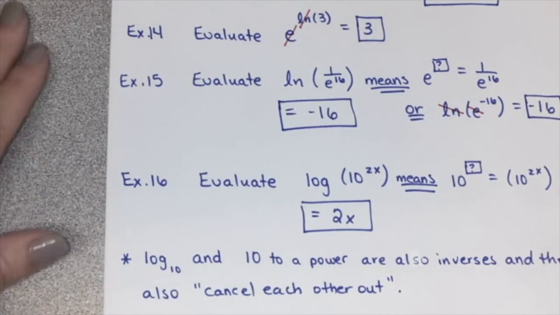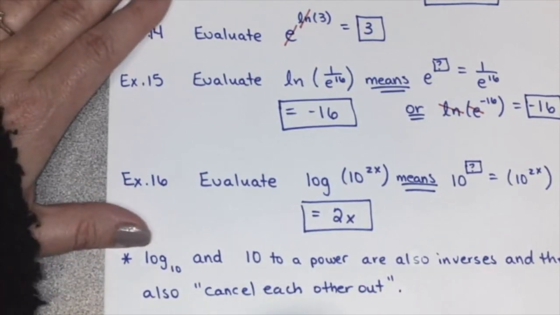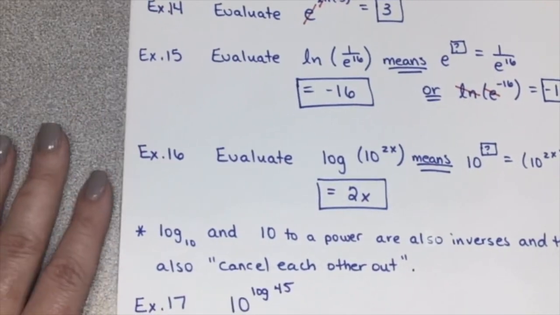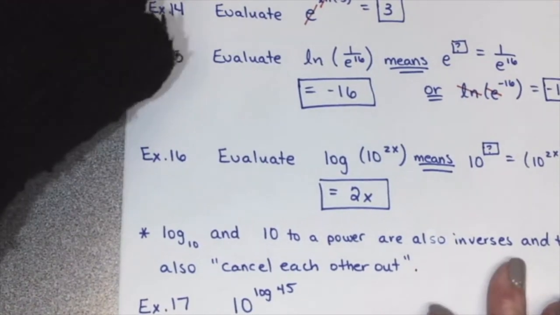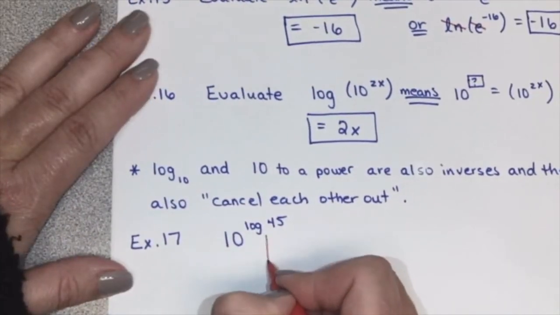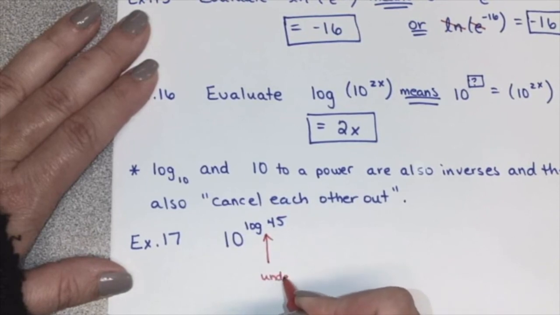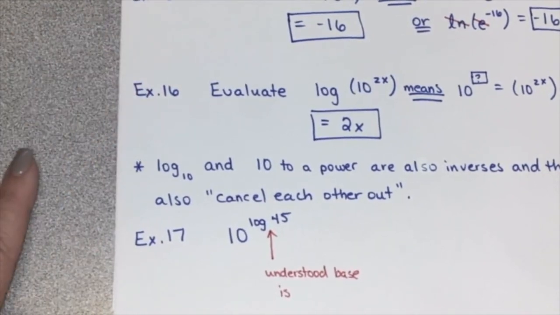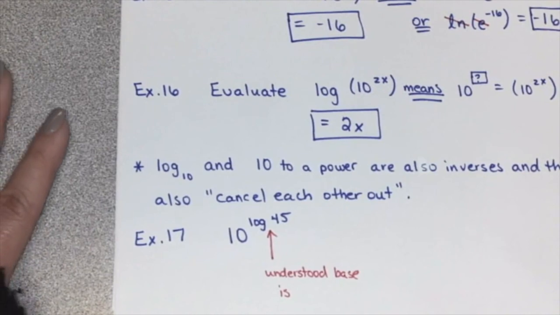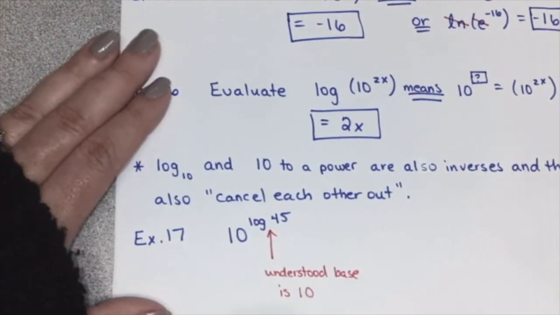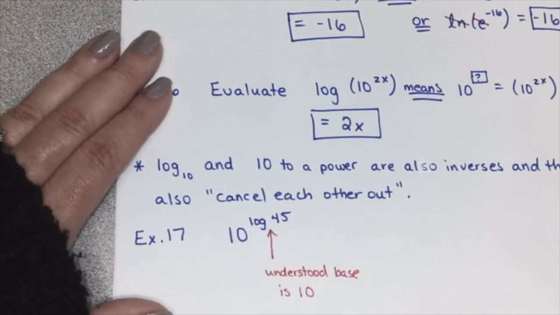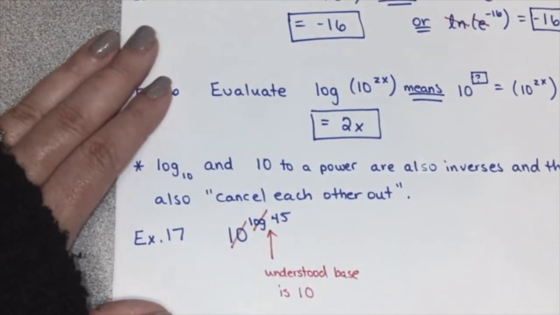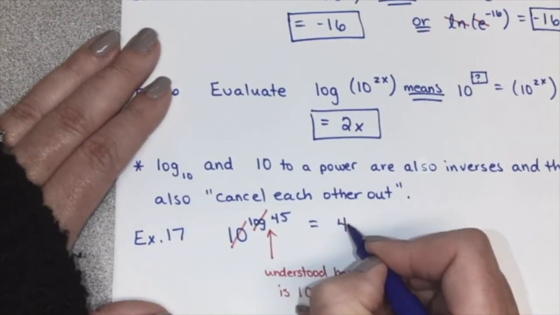So if you're asked to find 10 raised to the log of 45 power, so before we do anything else, what's the understood base here? If I don't tell you, right, what's the understood log base for log? 10. So notice this is 10 to a power and it's the log base 10, so what are these going to do with each other? They're going to cancel each other out, leaving only what number? 45.